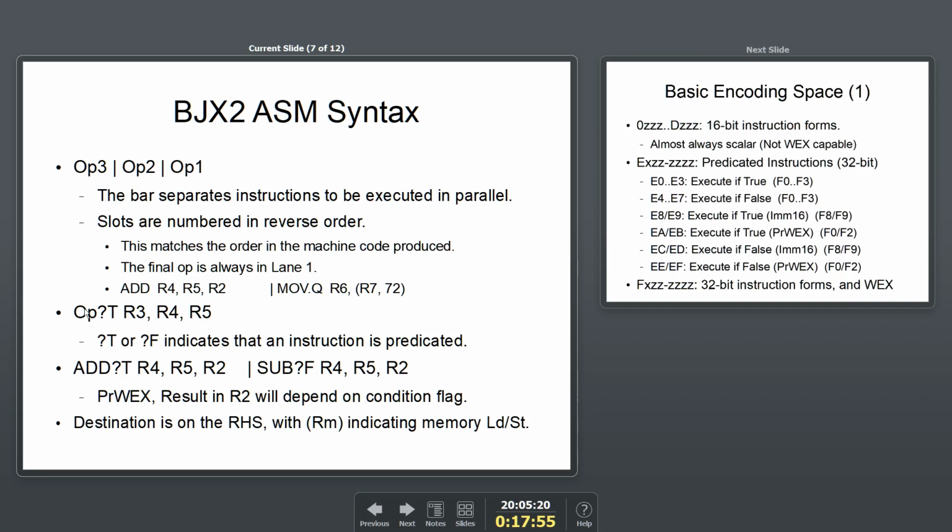And so yeah, a question mark followed by a T or an F indicates that an instruction is predicated. May or may not be obvious, but the T or F indicates whether or not the instruction is to be executed if the predicate flag is set to true or false. So if the T flag is set and it's a T instruction, then it will run, and if it's set and it's a false instruction, then it won't run, and vice versa.